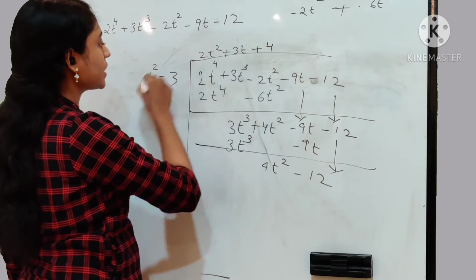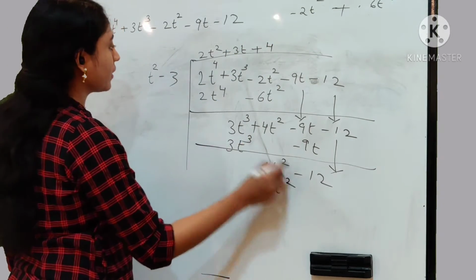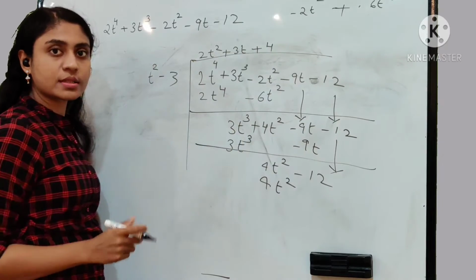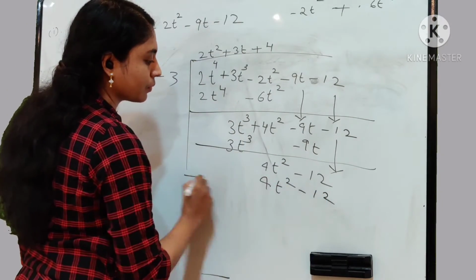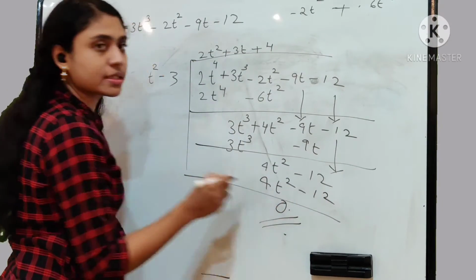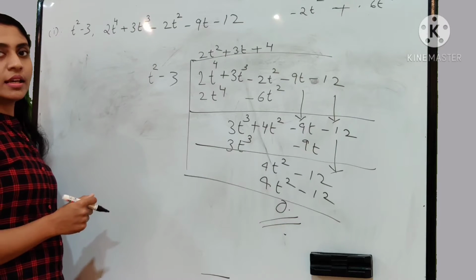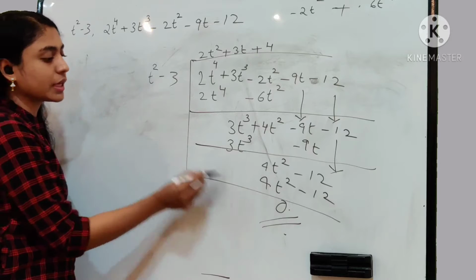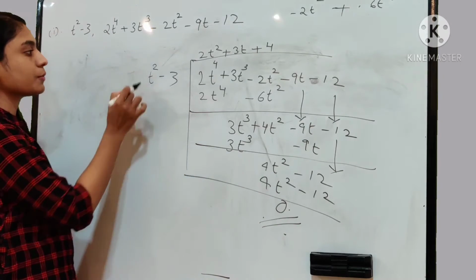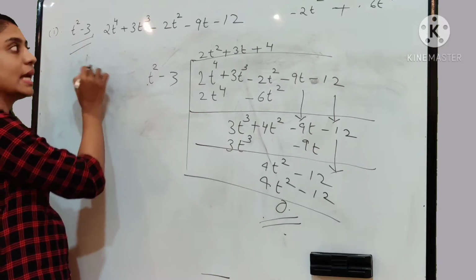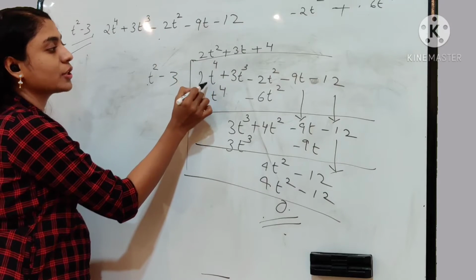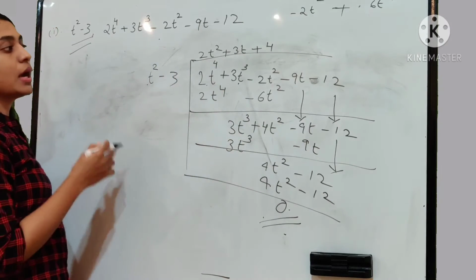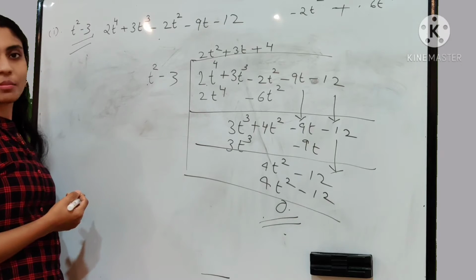So plus 4 into t square it is 4t square. Then minus 3 into 4 it is minus 12. So here the remainder is 0. That means this polynomial is a factor of this polynomial. So if the remainder is 0, we can conclude that the first polynomial t square minus 3 is a factor of the polynomial 2t raised to 4 plus 3t cube minus 2t square minus 9t minus 12.